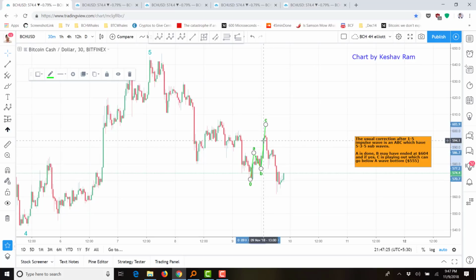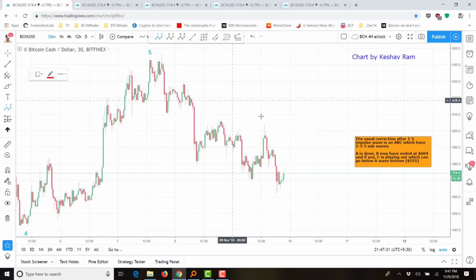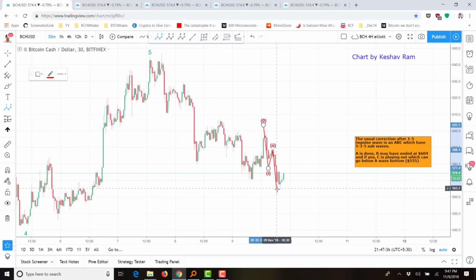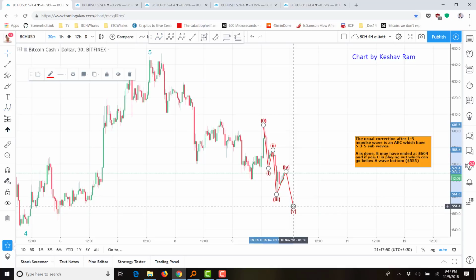So just like A wave, even C will have 5 subwaves. Let's try to map that. We'll start from here. This is 1, this is 2, this is 3, and it appears that 4 is playing out right now and pretty close to being done. Then we'll have one final subwave down, which is 5. Note that 5 can also go till only the bottom of 3. Usually it extends more than 3. Which brings us to a target of around $555.